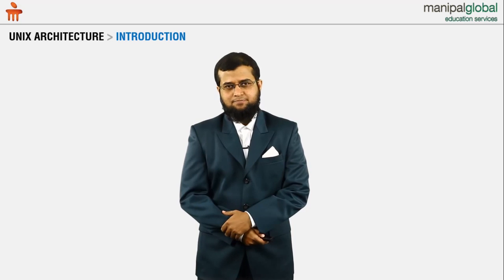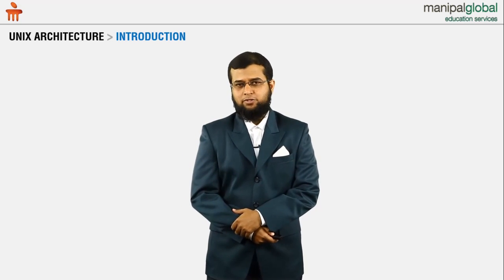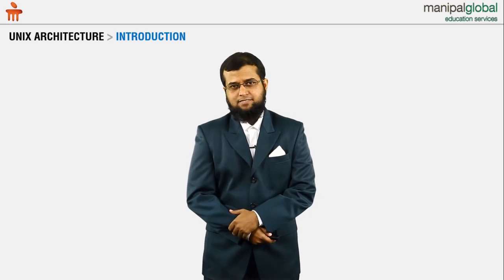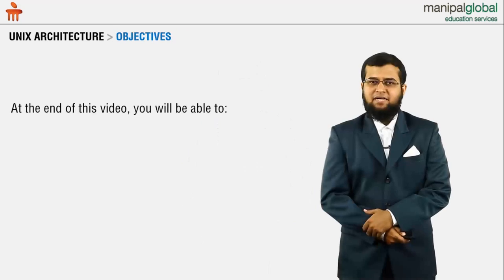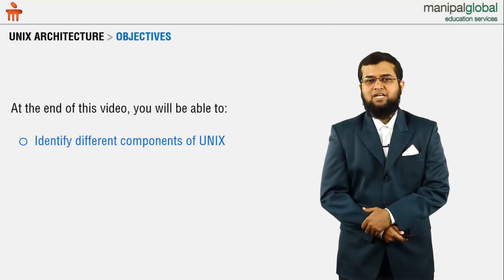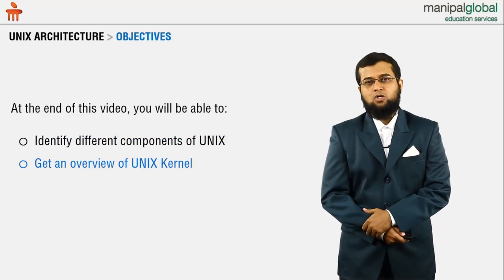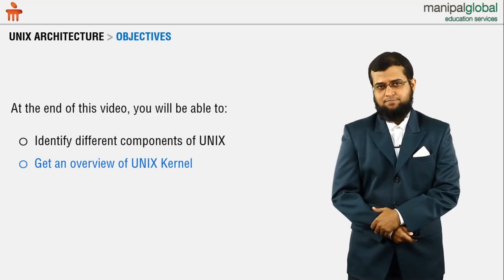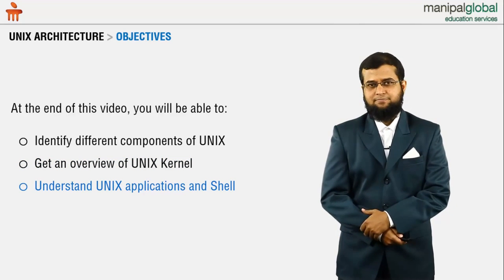To do this, you should first be aware of the various components that are there on Unix. In this lecture, let's look at the various components that make up Unix. By the end of this lecture, you should be able to identify different components of Unix. You should get an overview of Unix kernel. You should understand Unix applications and shell.